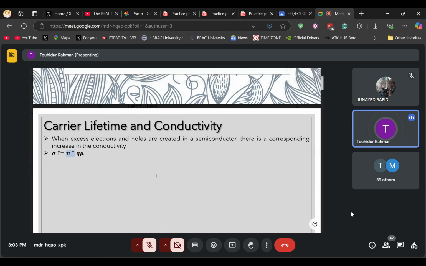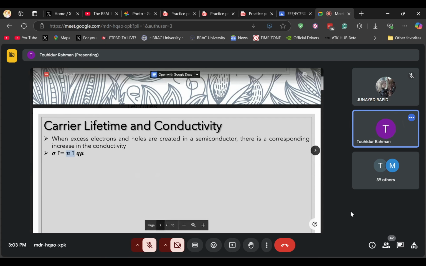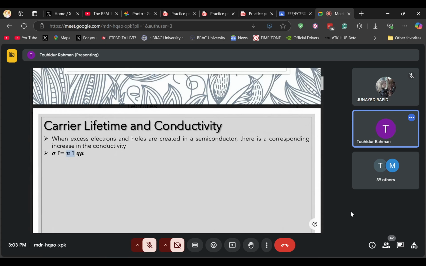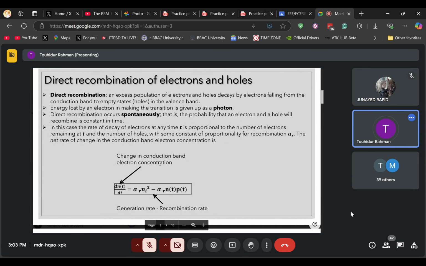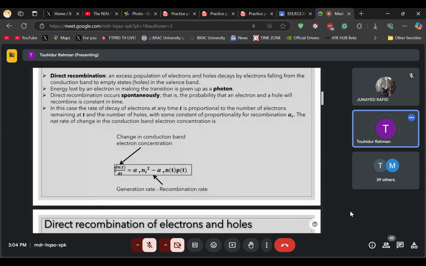Alright, so let's see how the carrier lifetime affects the conductivity and in turn affects the resistivity and resistance. As I mentioned earlier, we are going to talk about two most important concepts. One is the recombination, another one is carrier concentration or diffusion. The primary equation for all this concept is this one.